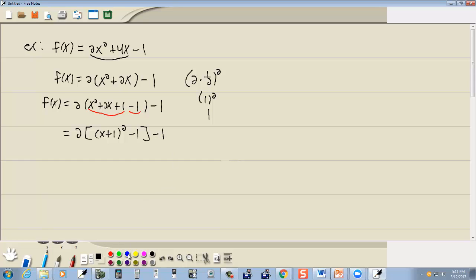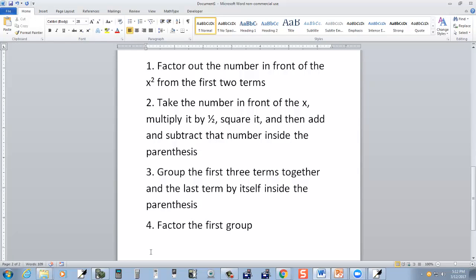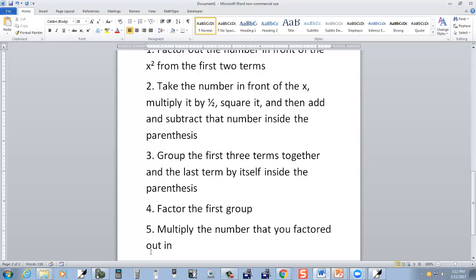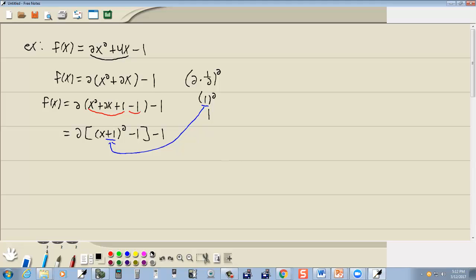Now, there's a trick to that. Whatever number's right here, sign included, right before each squared, is always what goes right here. So there's no factoring involved. Now remember, we factored out the number in step 1. So step 5, multiply the number that you factored out in step 1 by both groups. What that means is we're going to take 2 times our first grouping here, this x plus 1 squared, and we'll take 2 times the second grouping, which is negative 1. And then that minus 1 will carry it down.